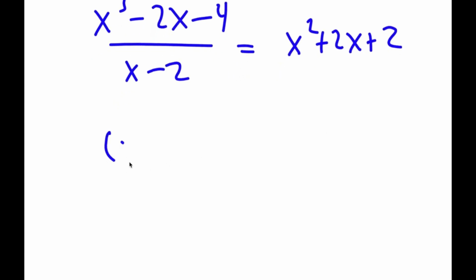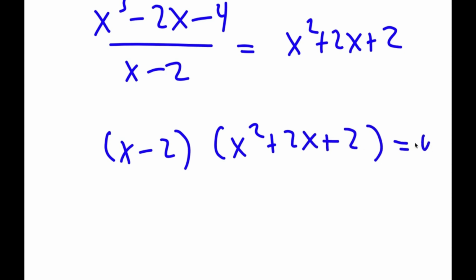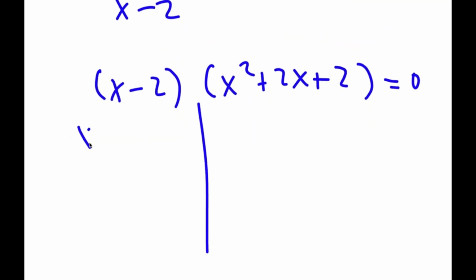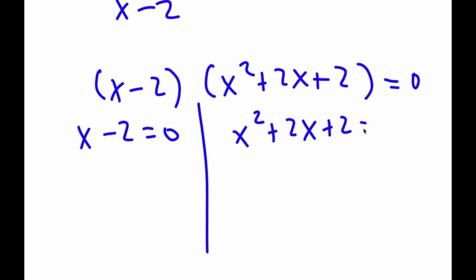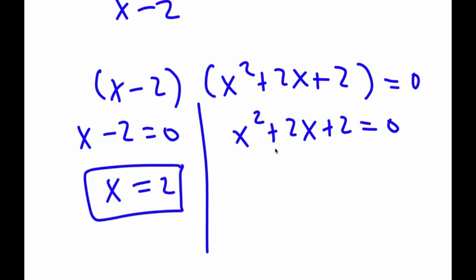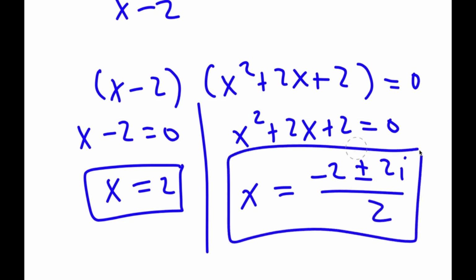So now I have x minus 2 times x squared plus 2x plus 2 is equal to 0. So now this gives me two equations. I have x minus 2 is equal to 0, and I have x squared plus 2x plus 2 is equal to 0. So for x minus 2 equals 0, x is obviously equal to 2. And for x squared plus 2x plus 2 equals 0, you're going to want to use the quadratic formula to solve this, and you should get that x is equal to negative 2 plus or minus 2i over 2. So these are my three solutions to this problem.